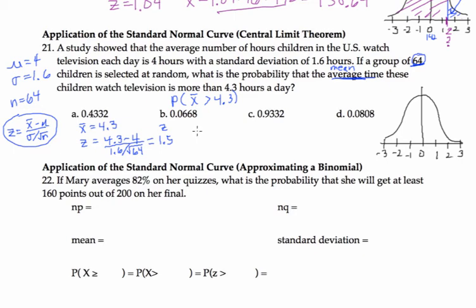I go to my table. I'm going to make this picture. I want that it's greater than that. So I want this number. I go to my table. I look up on the sides a z-score of 1.50, and I find that the probability that I'm to the left of that z-score is 0.9332. So this area is 0.9332. I want to the right, so I do 1 minus that. And I get B, 0.0668.